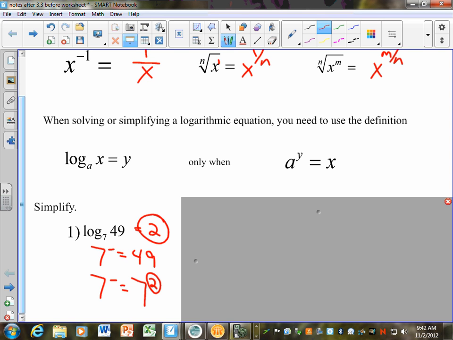No, this is 3-3 extra. 3-3 intervention, that's what this is.